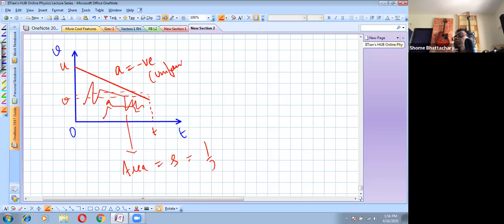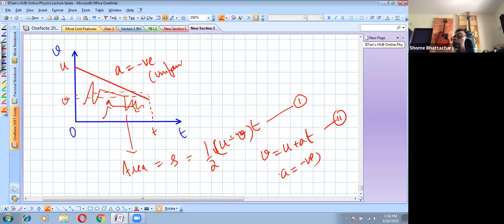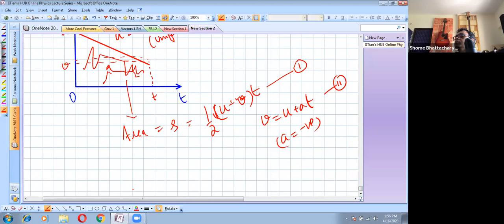So it is still half into sum of parallel sides into perpendicular distance between them. And in this again, v is equal to u plus at. The only thing is here a is negative, and there a was a positive quantity. But when you substitute, you will get the same thing, but a will be a negative value. So it doesn't matter whether we have uniform acceleration or uniform deceleration, our relation remains the same. Okay? So that is about the second equation of motion.